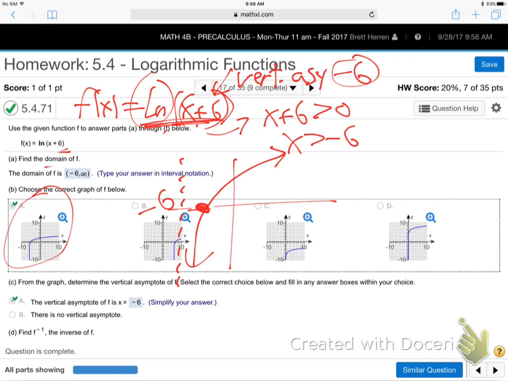Good so far for part B? So the vertical is the opposite of what's next to x. And there's no flips of any kind, so the normal state up to the right. Like that, okay? Question C. From the graph, determine the vertical asymptote. Yeah, we got it. x is negative 6. Good. I'm going to go on. I'm going to roll down for part D if you've got that down.